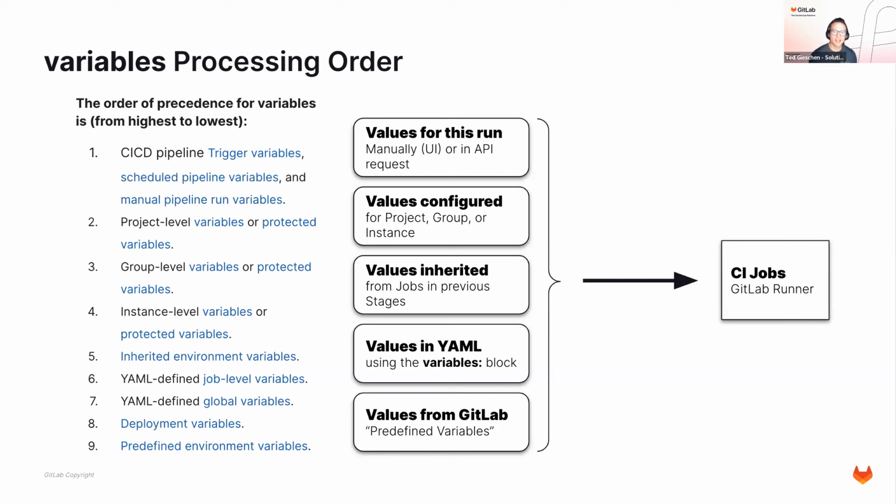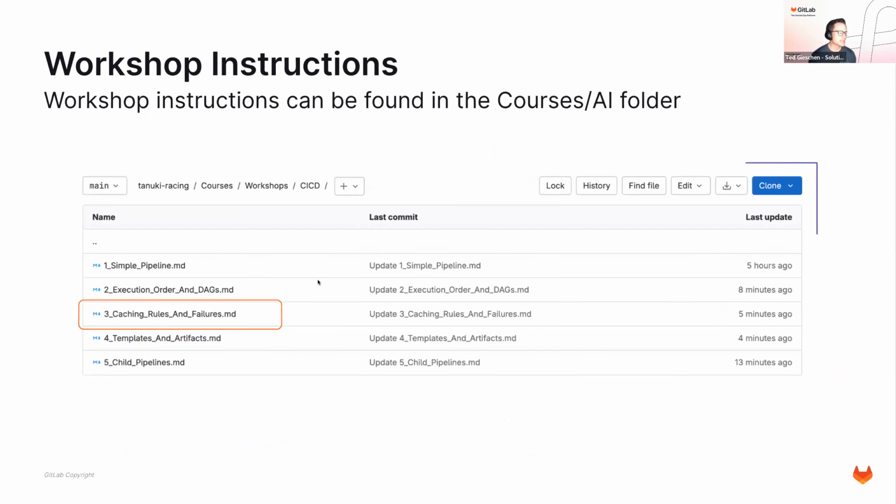Next, we have values that are inherited from previous jobs in the previous stages. For example, with our build and test pipeline that we saw earlier, our test job would inherit something from our build job. And then we have global variables, deployment variables, and finally, predefined environment variables defined by GitLab themselves. So with that, let's try this out.